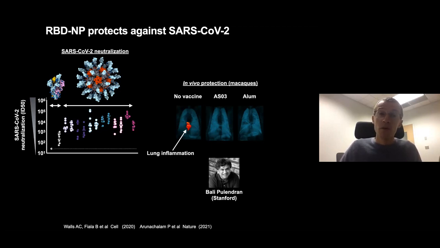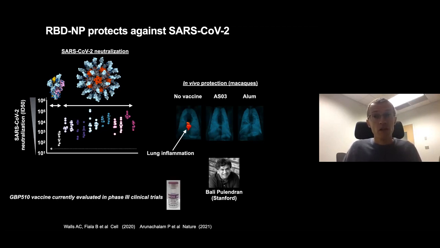So with very strong support from the Gates Foundation and CEPI, the vaccine, which is named GBP510, has entered phase 3 clinical trials a few months ago. And we are actually quite excited about the possibility that it could make a difference due to its high shelf life stability and the ability to manufacture at scale.